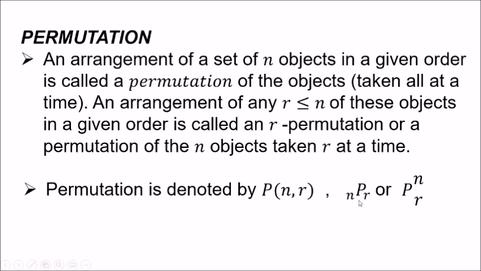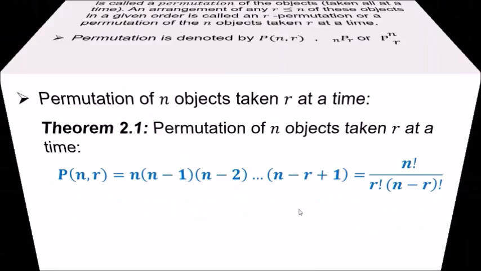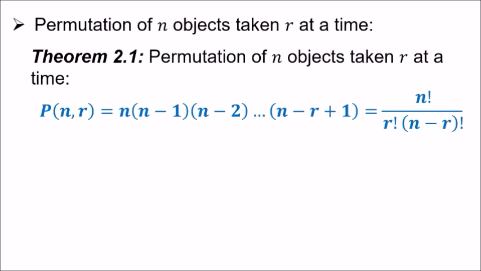Or we can also write this way, nPr, where r is a subscript. Or we can also write it as P with n and r. To give you the formula, we have here Theorem 2.1: the permutation of n objects taken r at a time. The permutation of n taken r, so I think we can read it that way.